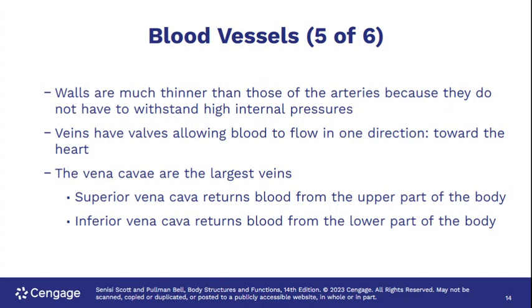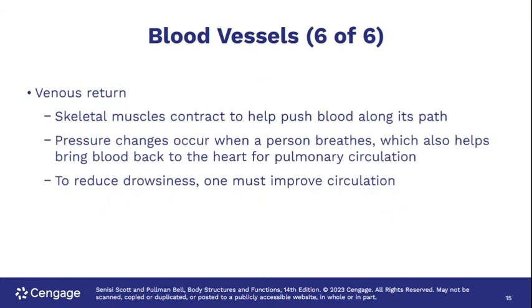Now, you guys know that all of the veins in the body dump into either the superior vena cava or the inferior vena cava. The superior is the head and upper extremities. The inferior is the lower extremities. As skeletal muscles contract to help push the blood along its path, it just keeps going up, resisting gravity, because gravity is going to want to pull it down.